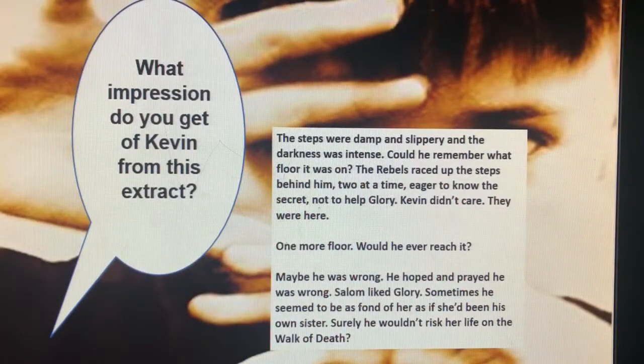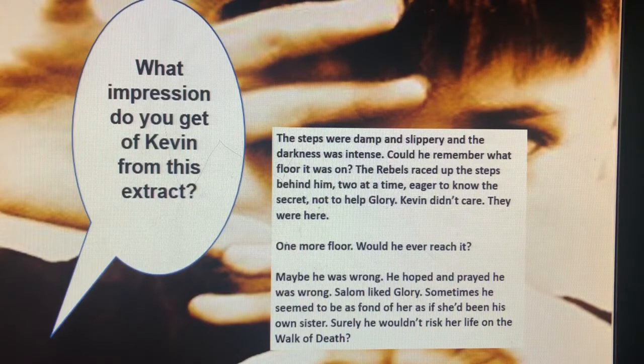Here's an example then. What impression do you get of Kevin from this extract? As you can see, it's quite a short extract. Question 2 will not give you too much to read. And in this case, we've got Kevin making his way up some steps to what seems to be a dangerous situation.